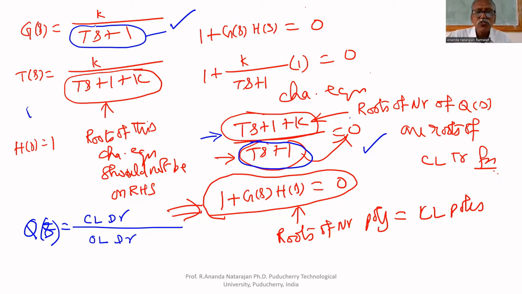Why? Because the closed loop denominator is the characteristic polynomial. The numerator is the characteristic polynomial. That's why it is nothing but the closed loop denominator, that is the characteristic polynomial. So Q of S has the numerator as the closed loop denominator, and the denominator as the open loop denominator, the open loop transfer function denominator.